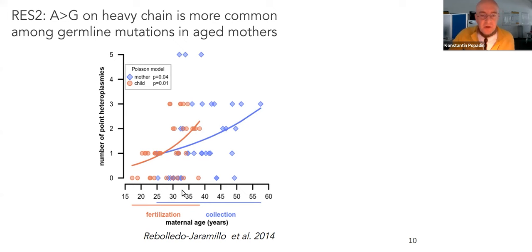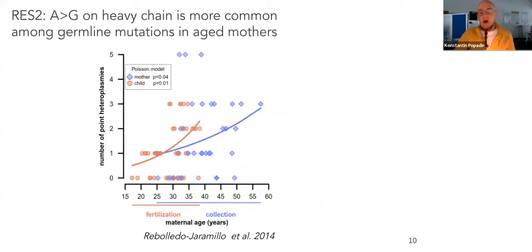And we observed a trend that the fraction of A to G is higher in this category of less young mothers. So it's in line with our first observation that A to G on the heavy chain is more common among germline mutations in aged mothers. But first, our result was dedicated to the somatic data set, and second was dedicated to the germline data set. And now we decided to extend it even more.